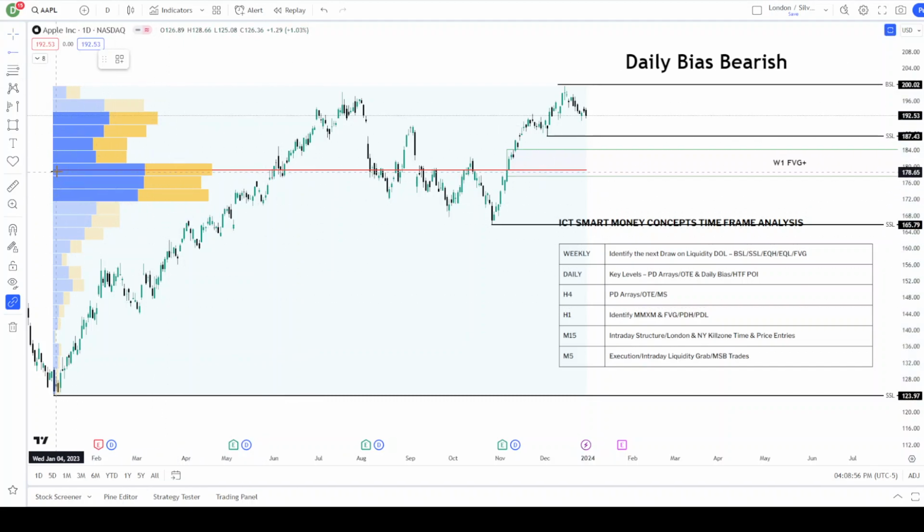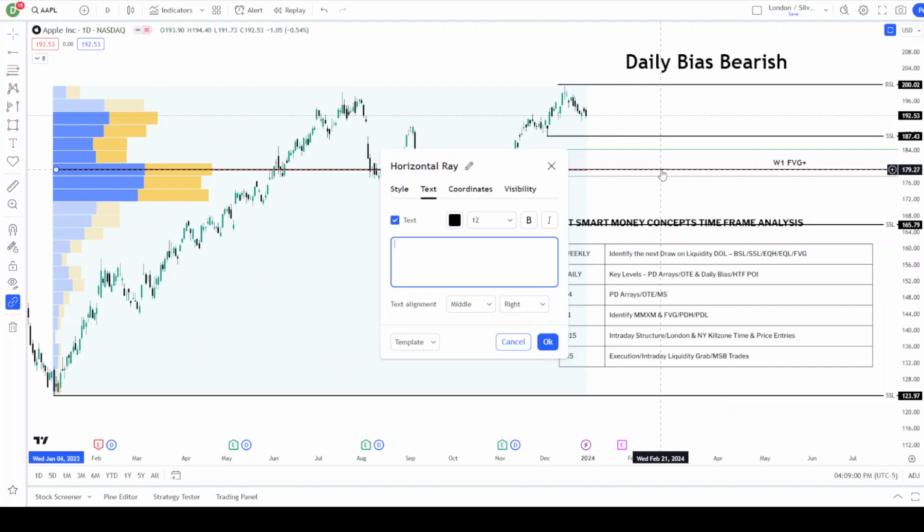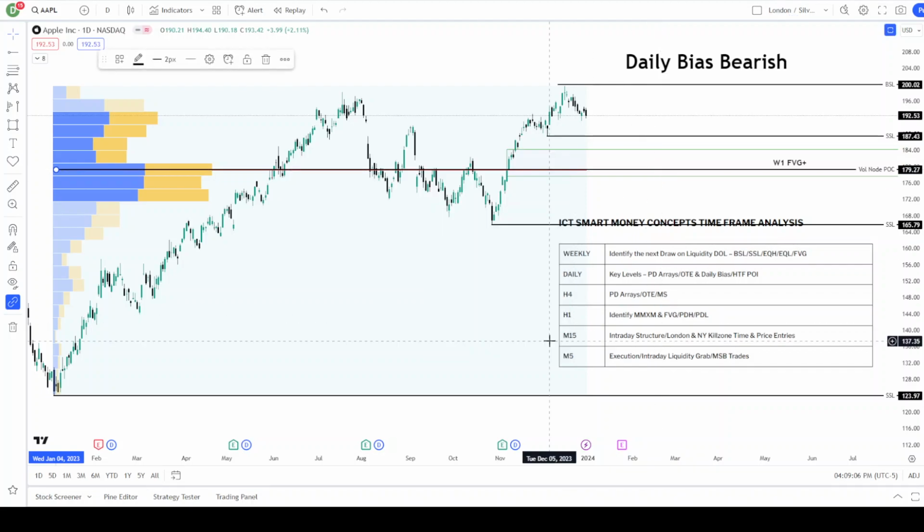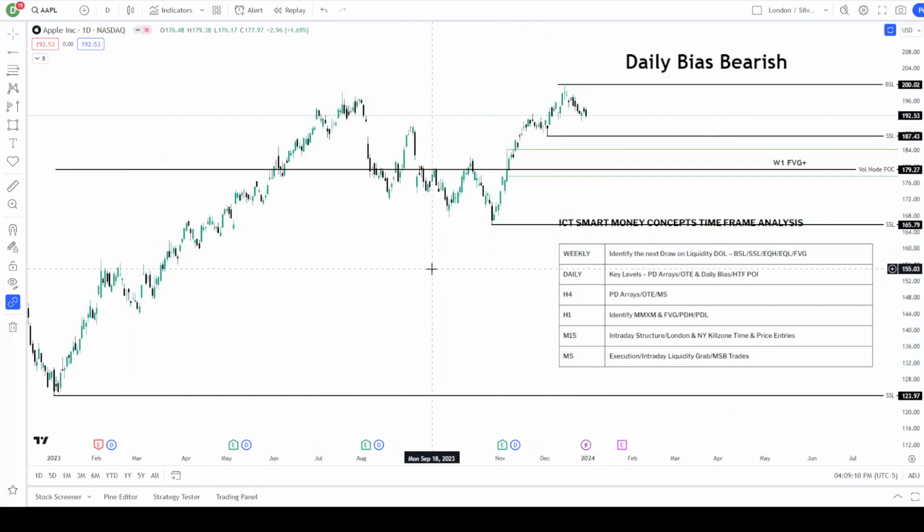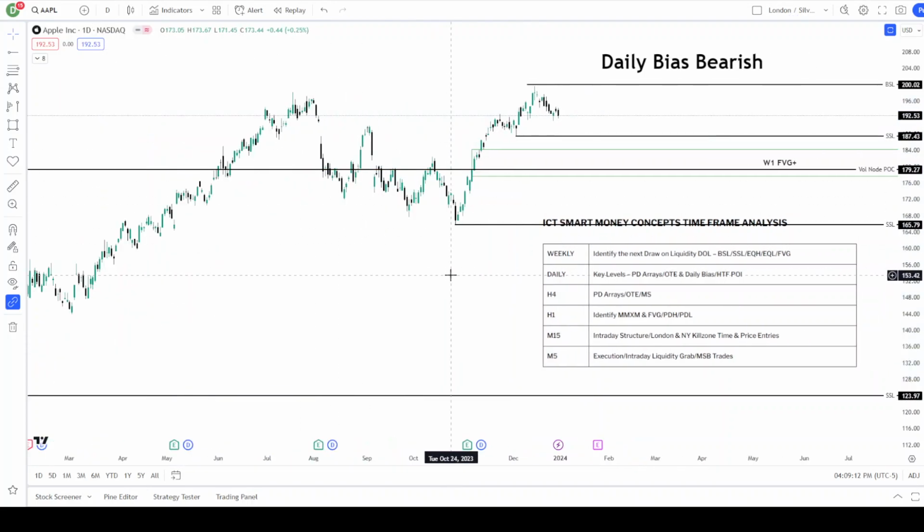So I am going to put that on the chart for Apple. And we will say volume node point of control or point of interest, however you want to label that. And we'll take this off the chart. You can see that volume node point of control is right inside the weekly fair value gap as well. So there's some confluence in that area of why we might come back down to it. Also have a daily fair value gap right there as well.